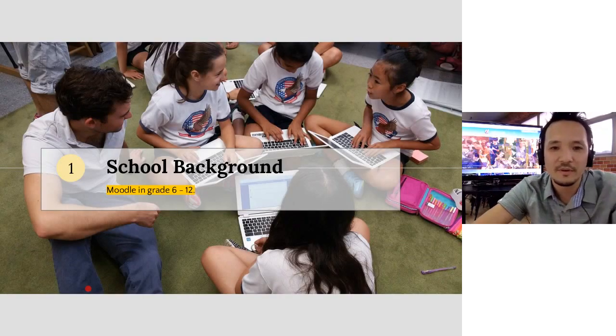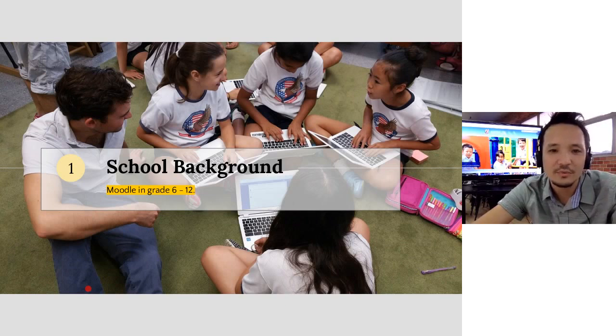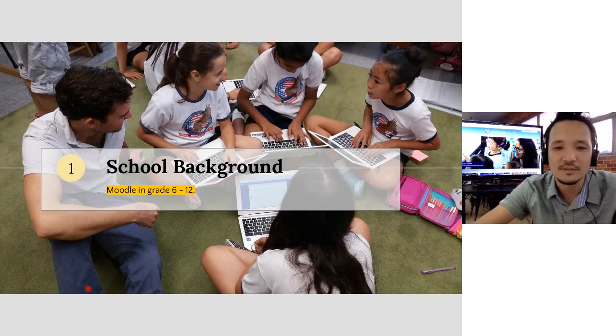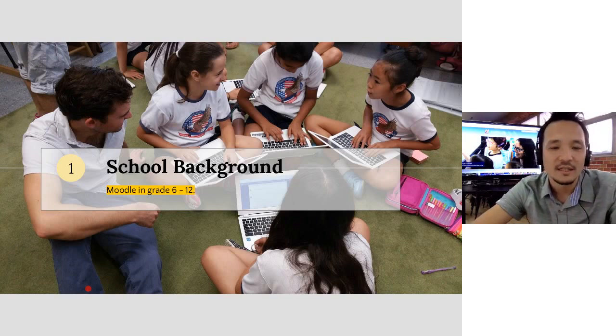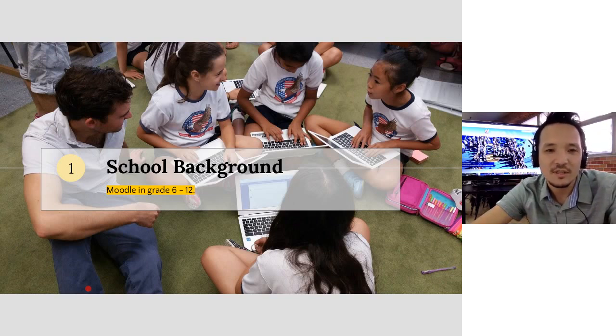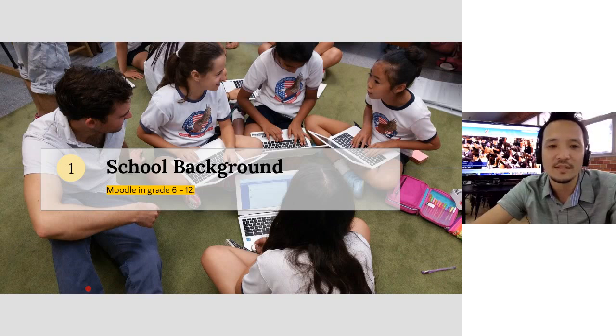This is a picture of our grade 5s, and so we've got a Chromebook program going in grade 3 to grade 5, so they're all getting used to using these devices already. But these students in August will then be in grade 6, and they'll be ready to start using Moodle. We use Moodle from grade 6 all the way up to grade 12. And it's sort of every course has a landing page in Moodle from grade 6 to grade 12.